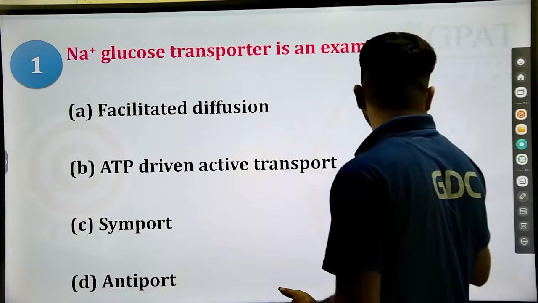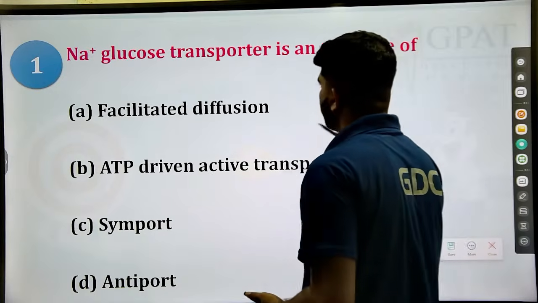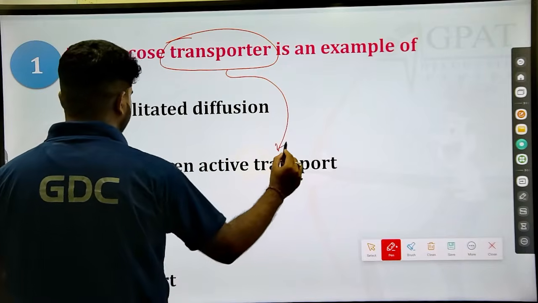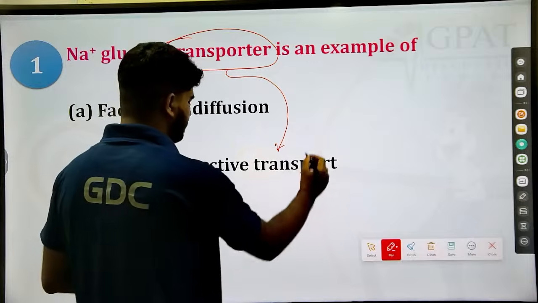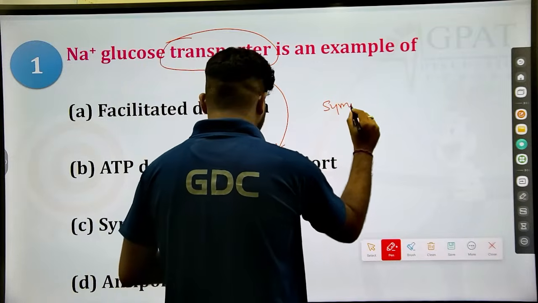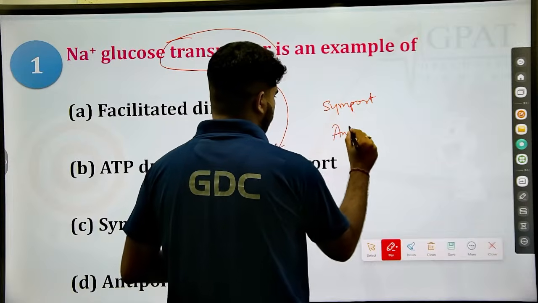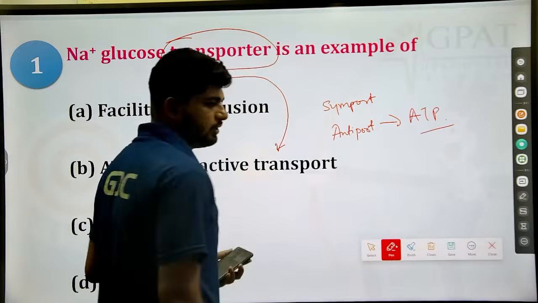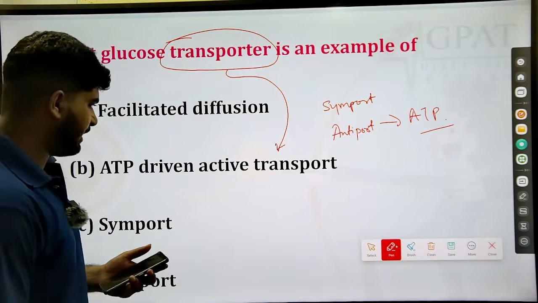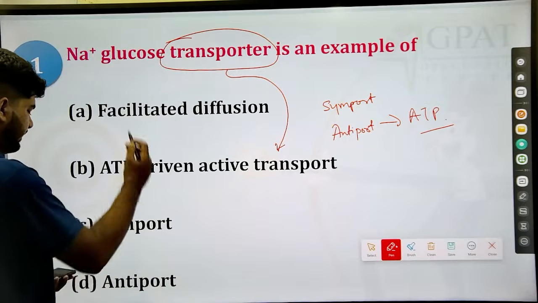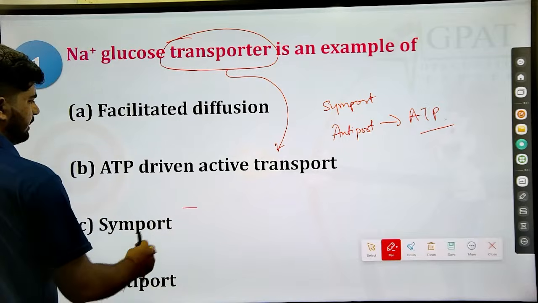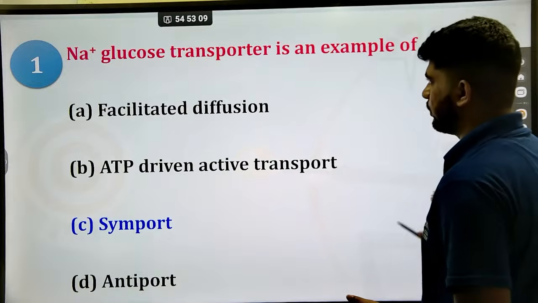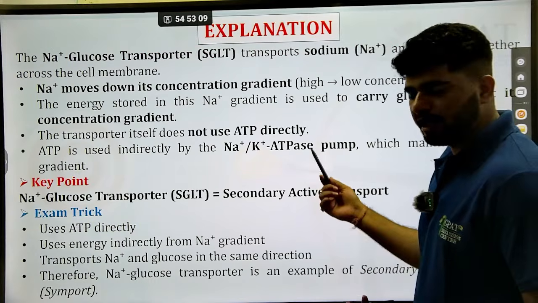See guys, whatever transporters we have over here, these are definitely going to be ATP driven active transport. Whether I talk about symport or antiport, these are definitely going to utilize some ATP. And if I talk about ATP, then obviously that would be your ATP driven active transport only, right? Symport it is, but that is also your ATP one, right?